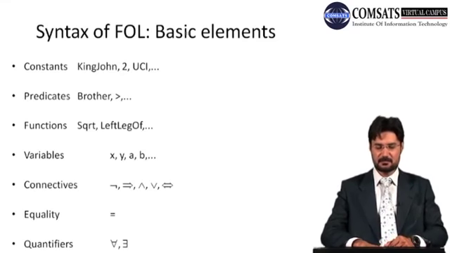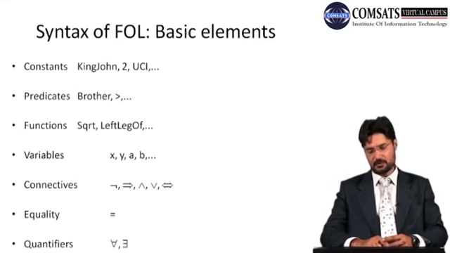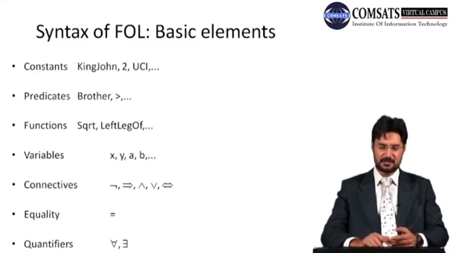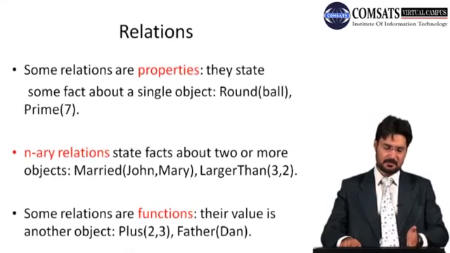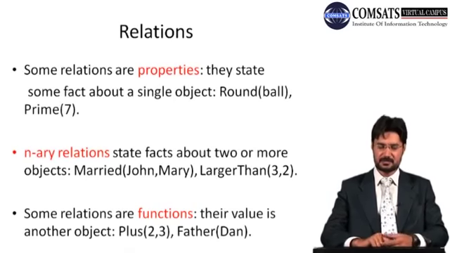We have variables, x, y, a, b. There are different kinds of variables. Then we need to have connectives, different kinds of connectives: not, implies, greater than, equal to, not equal to, or bidirectional. We can call these connectives. Then we have equality. What does equal mean? If we have it on both sides, they have the same meaning. And then quantifiers, for all and there exists some, so we can use these kinds of quantifiers.